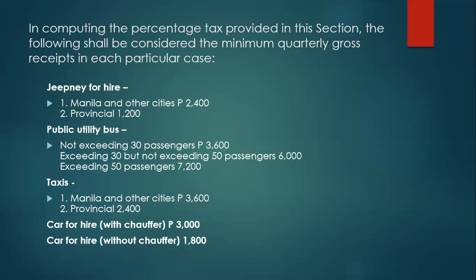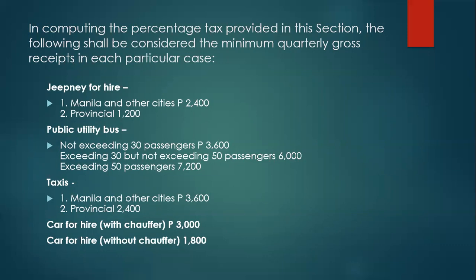Kung provincial na, 1,200. Public utility buses, not exceeding 30 passengers capacity, that's 3,600. Exceeding 30 passengers but not exceeding 50 passengers, that's 6,000. Exceeding 50 passengers ang imong bus, then that is 7,200 per quarter. Mao na ang minimum.